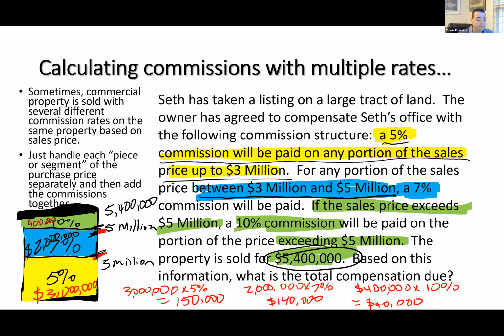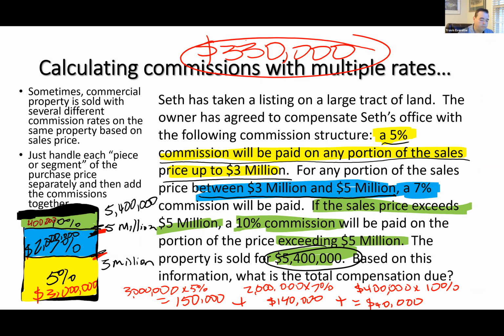And what are we going to do? We are going to simply add those together. We're going to add them all three together. And so if we say 150,000 plus 140,000 plus 40,000, we got $330,000 in commission on that transaction. Total. So think of it like 3 separate boxes and do them individually and then add them together.